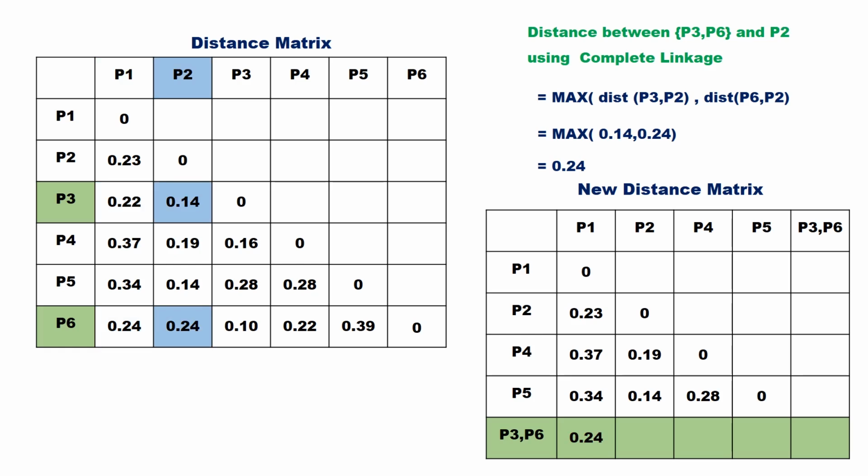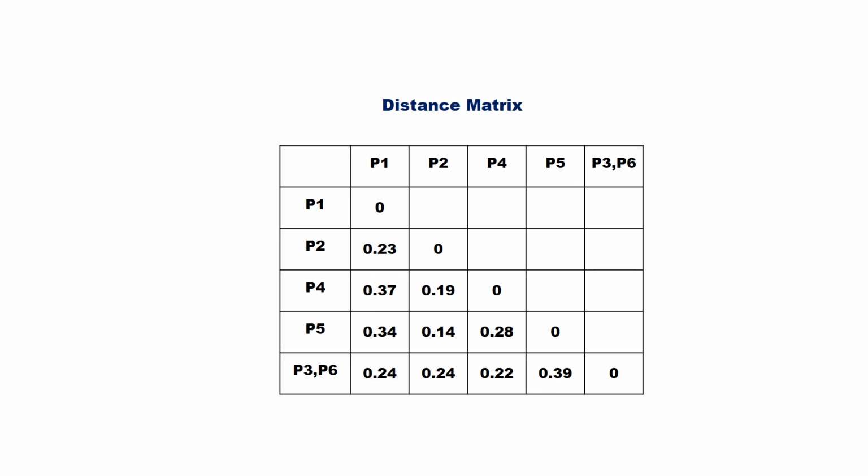Similarly, we compute the distance between P3, P6 and P2. It is 0.24. The distance between P3, P6 and P4 is 0.22. The distance between P3, P6 and P5 is 0.39. And the last cell is 0. This is the updated matrix after the first clustering.